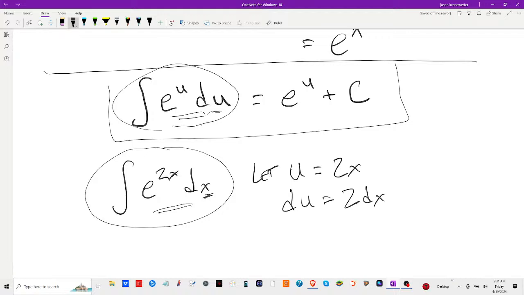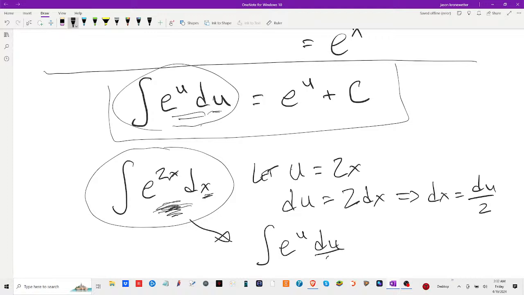Now if I want to account for everything I see in this integral, then I already accounted for the 2x. That's going to be u. So this guy is going to become e to the u. And what was dx? The dx is du over 2. So if I'm converting this integral into a u integral, then the e to the 2x part is e to the u, and the dx is du over 2.